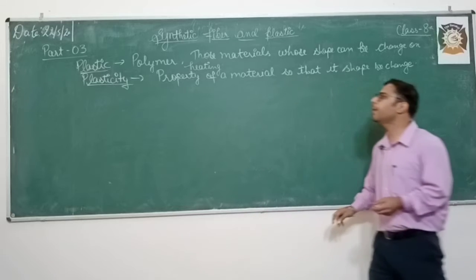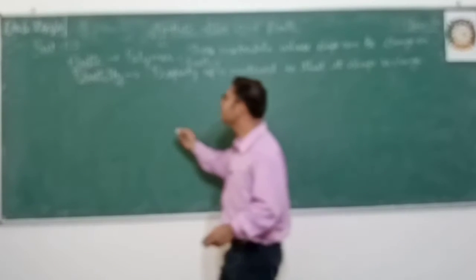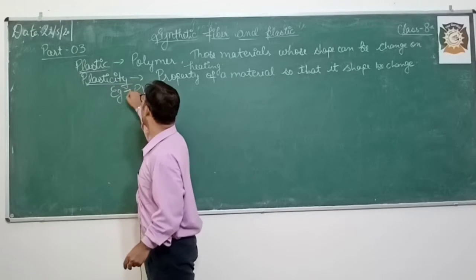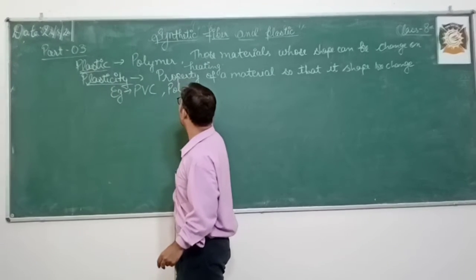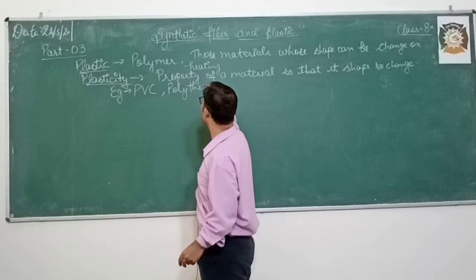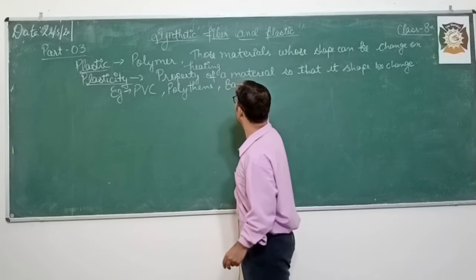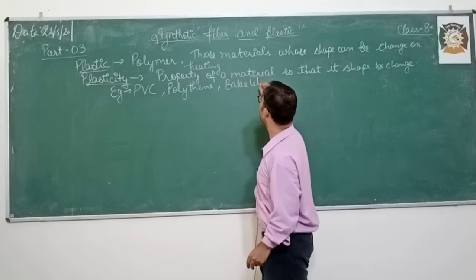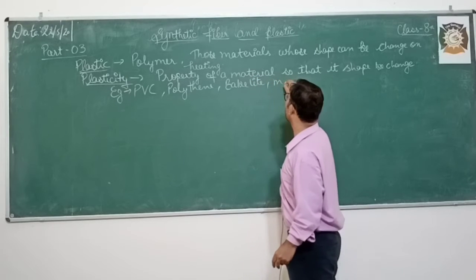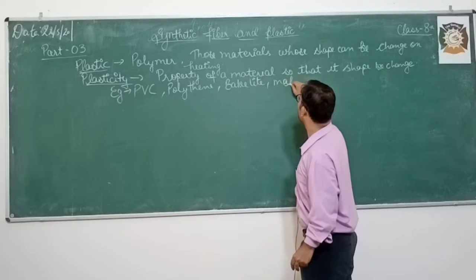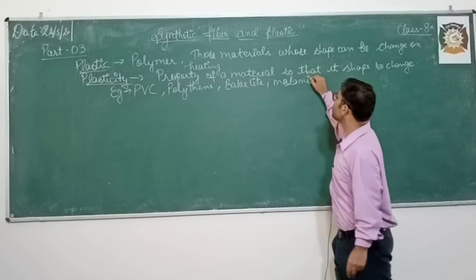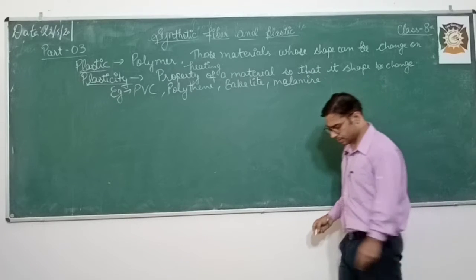Okay, so some examples of plastic are PVC, polythene, bakelite, melamine. So these are some examples of plastic.